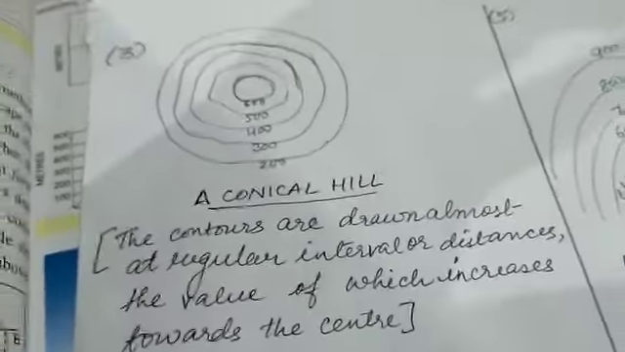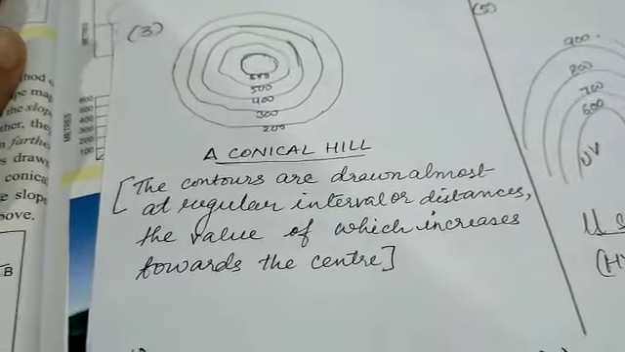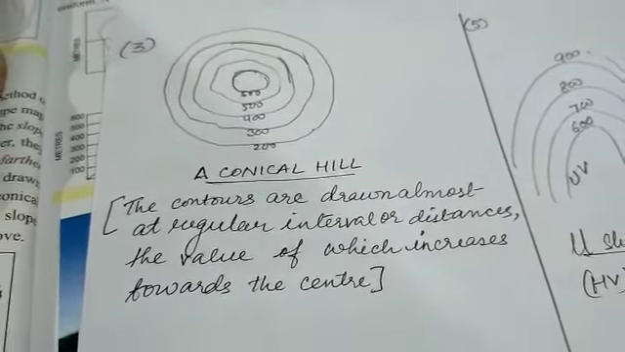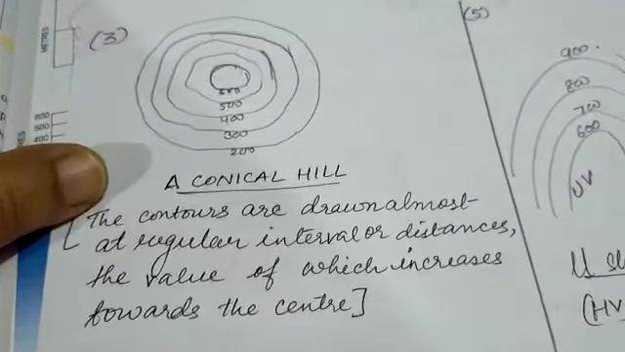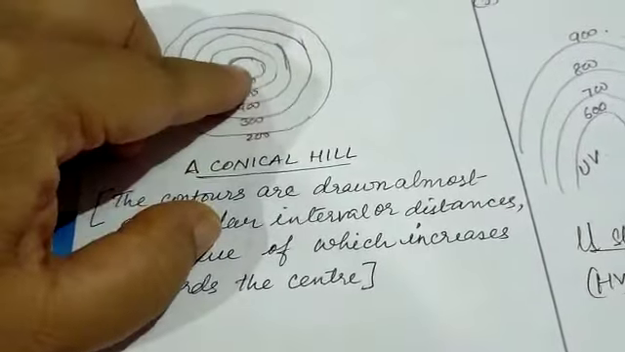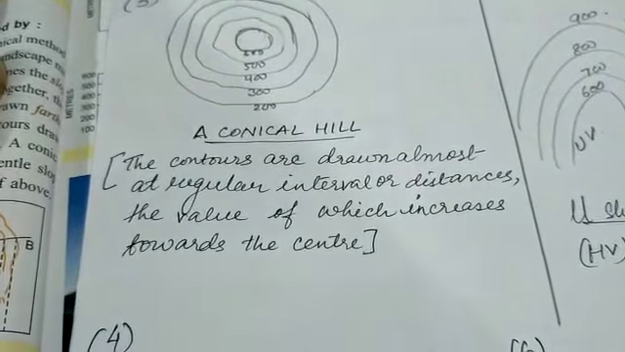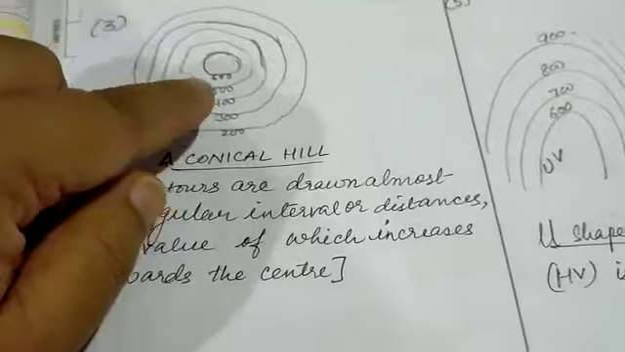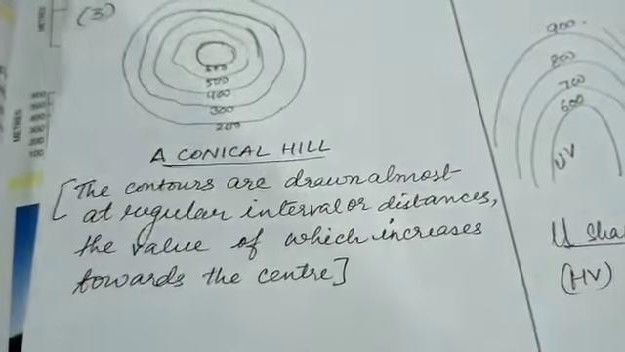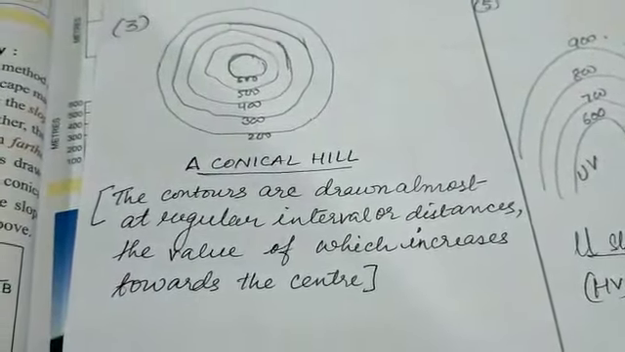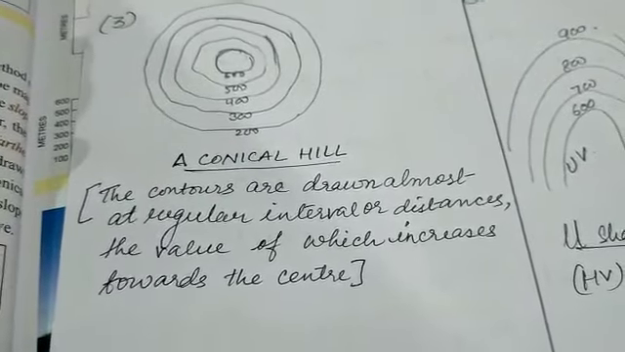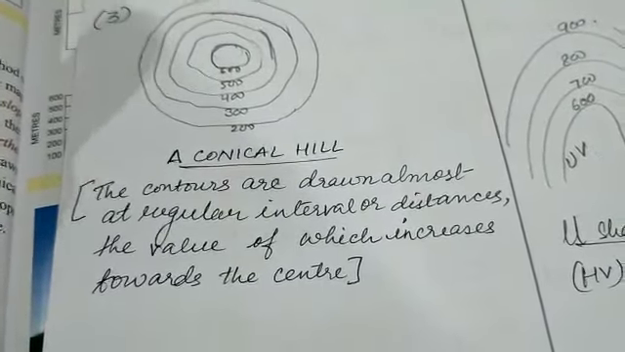Now let's move on to the next part, which is the conical hill. This is also a form of the contour lines. How does it represent the particular relief? That it is a conical hill. Now the contour lines are almost drawn at a regular interval. You can see 1, 2, 3, 4. They are drawn at regular intervals or distances, and the value increases towards the center. You have to remember, for a conical hill the intervals will be almost regular and the value will increase at the center.